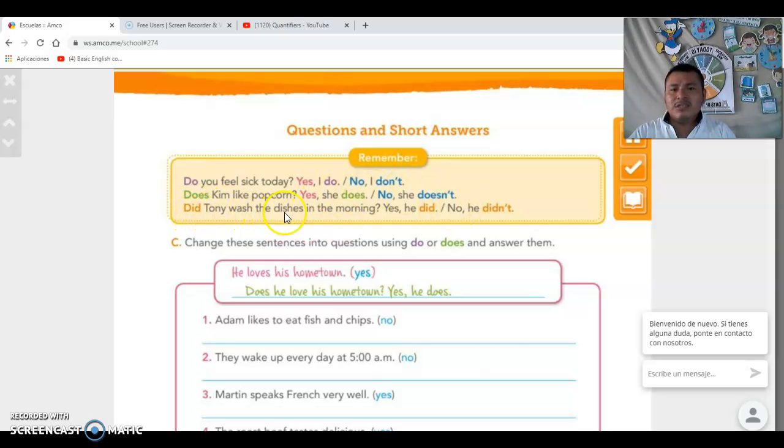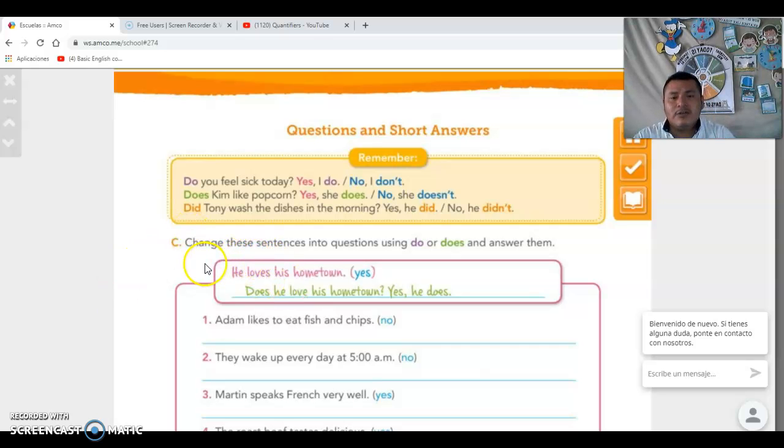Did Tom wash the dishes in the morning? Yes, he did. Remember, when you use did, the answer has to be with did too. Okay, for example, yes, he did. If not, no, he didn't. Okay, because this is the past tense. Did Tony wash the dishes in the morning? Maybe it is afternoon. You say, did Tony wash the dishes in the afternoon? Yes, he did. No, he didn't. Okay. So you need to change.